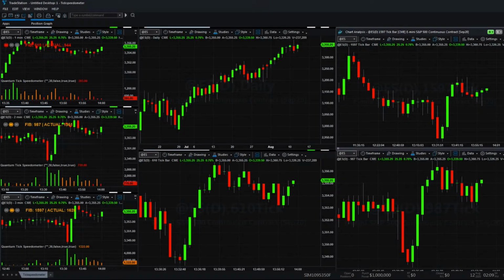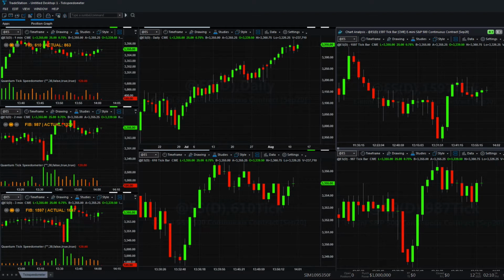Okay, I promised more videos on the tick speedometer, and here's the first of them. I've put this one together to really try and give you some ideas in terms of a typical workspace. This is one that I use myself, both on TradeStation and also on other platforms. And it's a very simple layout.